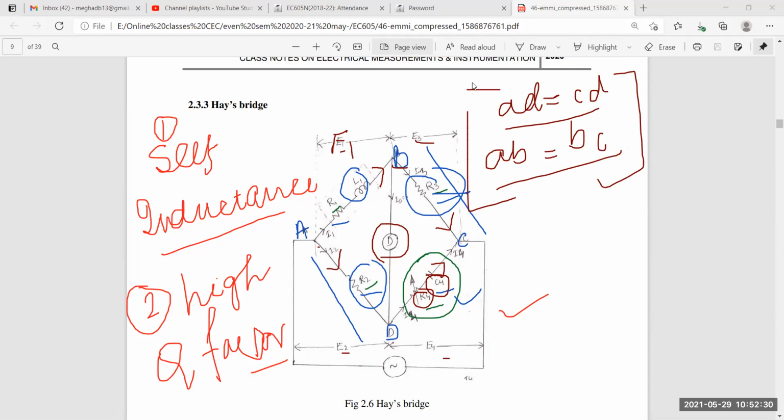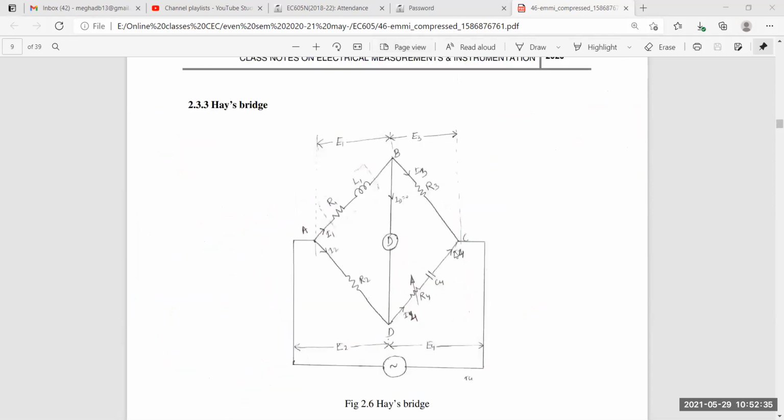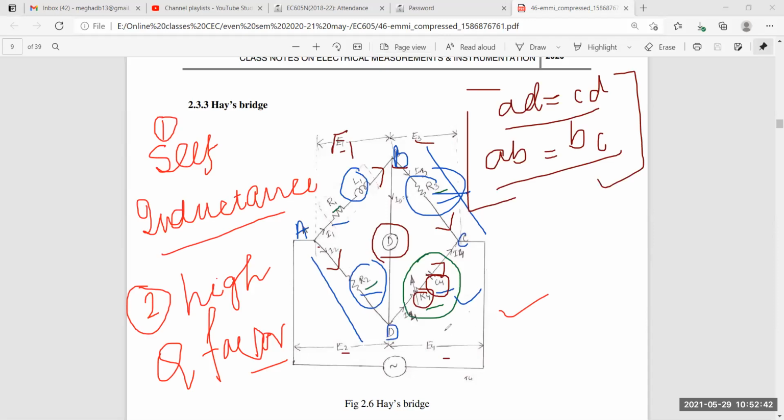Let us see. Wait. I need to clear everything. Okay. So the connection part, you understood? I hope so. Now our L1 is the unknown inductor. I need to find out L1, which is having resistance R1, right? And R2, R3, R4 are non-inductive resistances, and C4 is a standard capacitor, right?